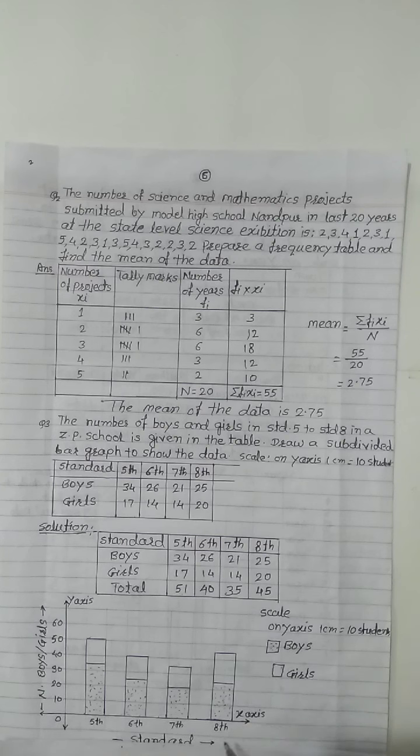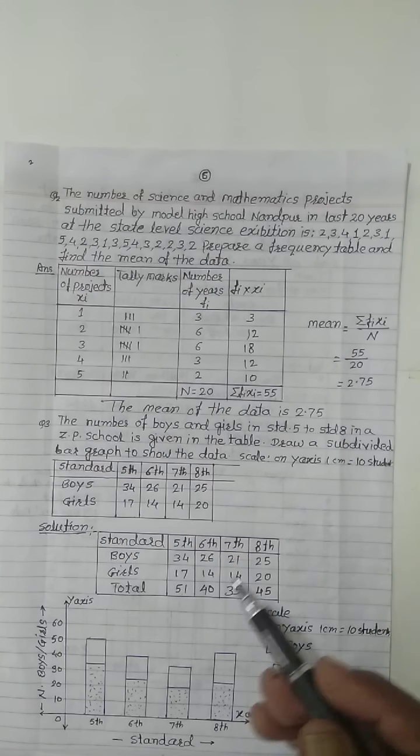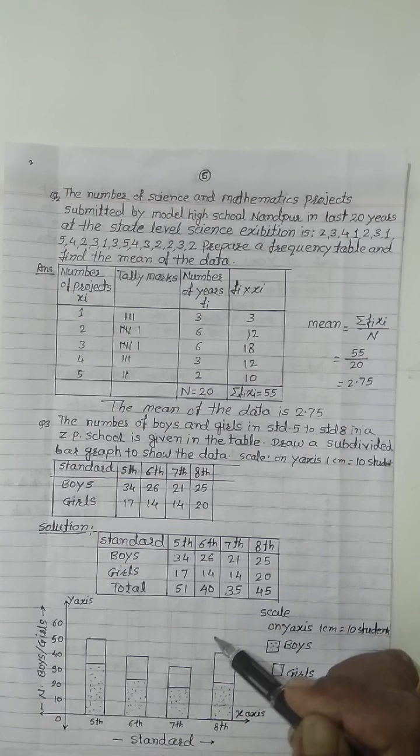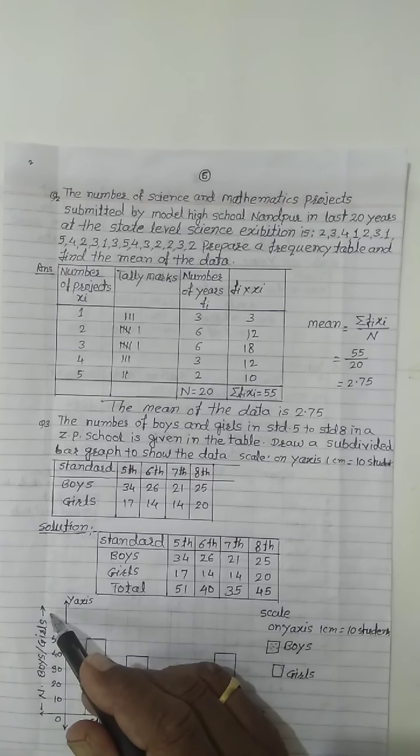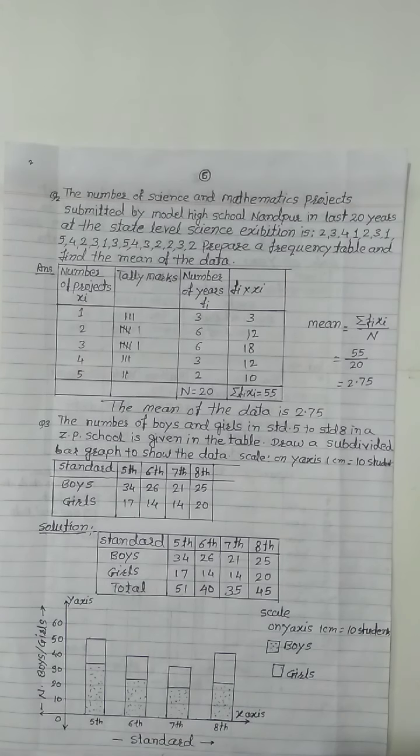So in this way we can represent the boys and girls in a single bar. That bar represents 2 things, so we call it a subdivided bar graph. In this way we can represent the given data in the form of a subdivided bar diagram. Now write down boys and girls, then the 5th, 6th, 7th and 8th standard on the x-axis. In this way you can represent the given data by a subdivided bar diagram. Good day, goodbye.